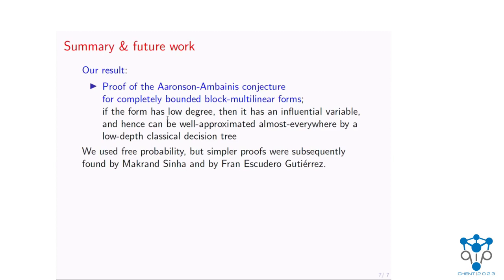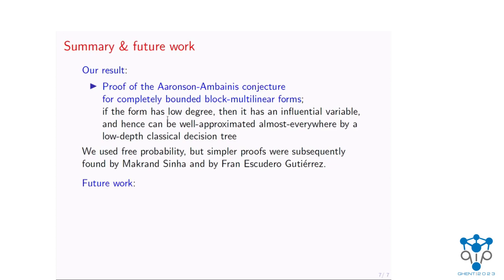We used free probability theory to get a handle on sort of the operator norm of matrices that are functions of large random unitaries. But simpler proofs were subsequently found, one by Makrand Sinha and another one which I think is even simpler by Fran Escudero Gutierrez.